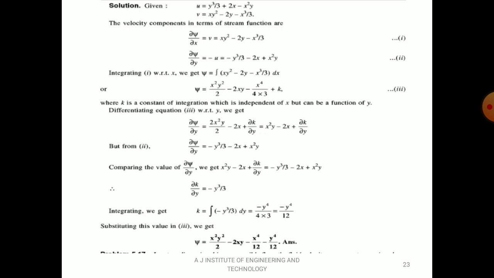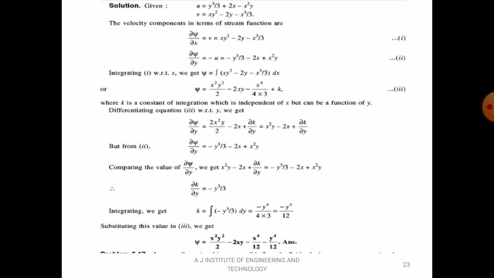Remaining terms will cancel. You can write the remaining term: ∂k/∂y equal to minus y³/3. So that is the value of ∂k/∂y. Now the problem is not yet completed, you have to get the value of k. That can be done by integrating. k equal to the integration of minus y³/3 with respect to y, equal to minus y⁴/(4×3), that is equal to minus y⁴/12.